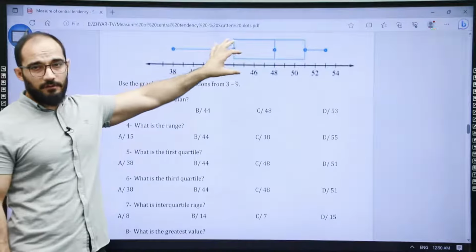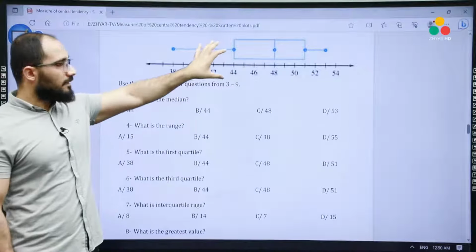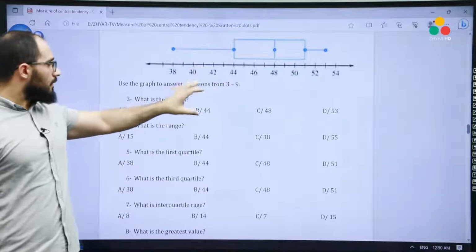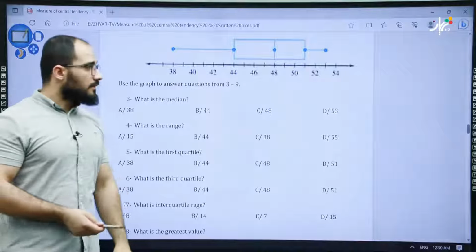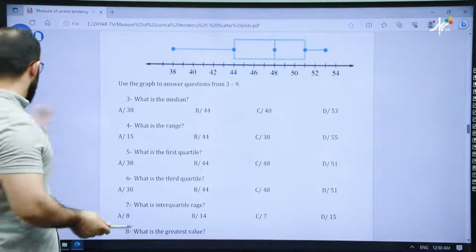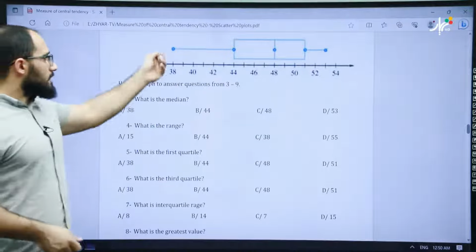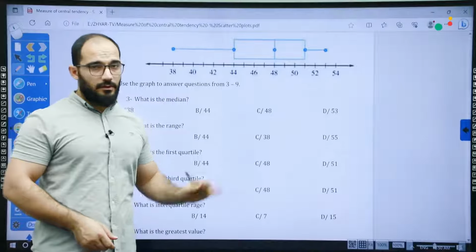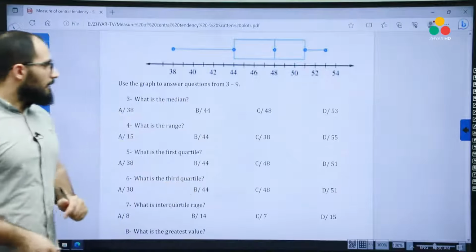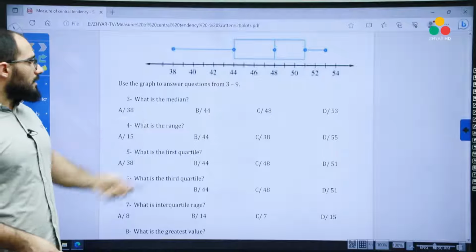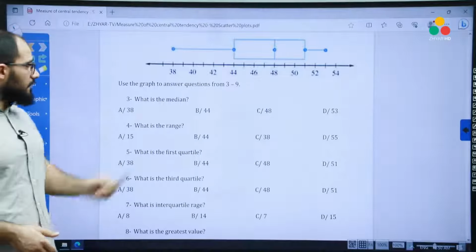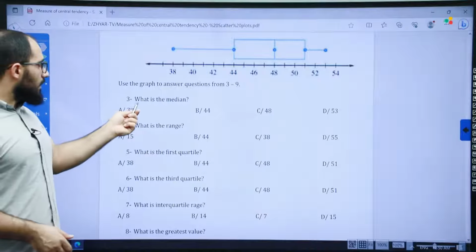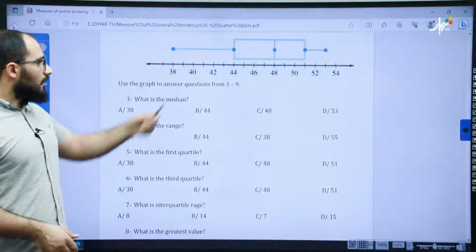Okay. So one of the important questions is that question. Sometimes we have a graph. We have a given graph, then we have some questions about the graph that you have to answer. So this question is very important. This is the graph. It's already given. Then it says use the graph to answer questions 3 until 9. The first question is, what is the median of the graph?